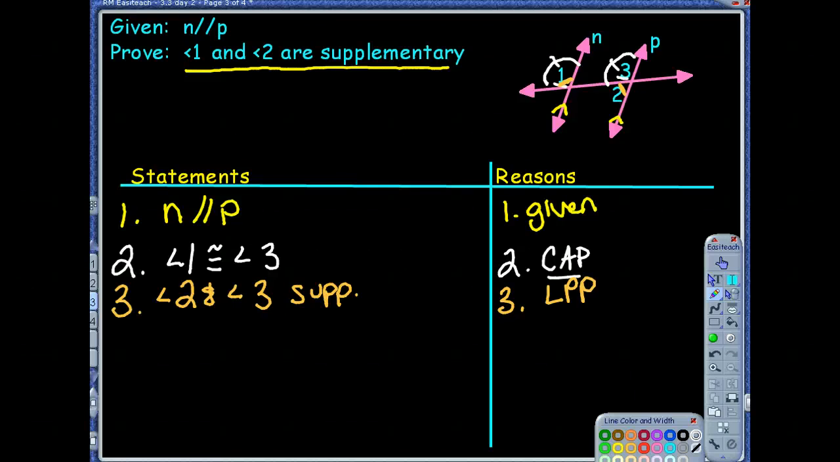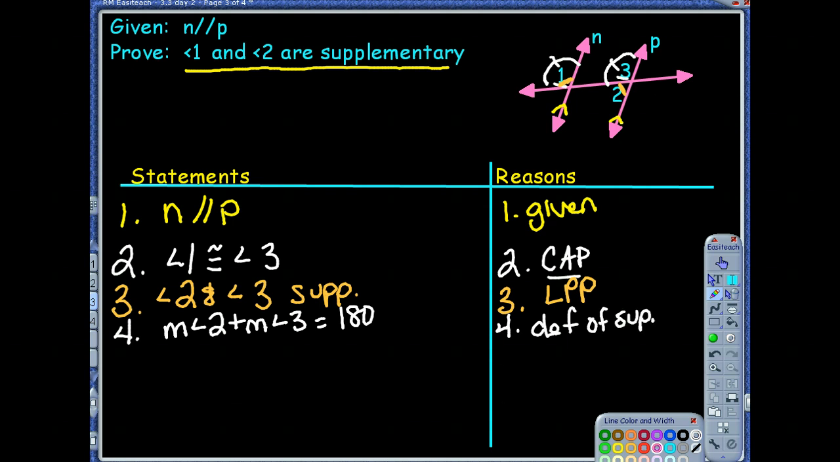Like you were saying, the only way that we can substitute is if we have an equation. So I don't have an equation from that. I'm just going to feed off what we just said. If angles are supplementary, then they add up to 180. So angle 2 and angle 3, those measures are equal to 180, and that's because of the definition of supplementary.